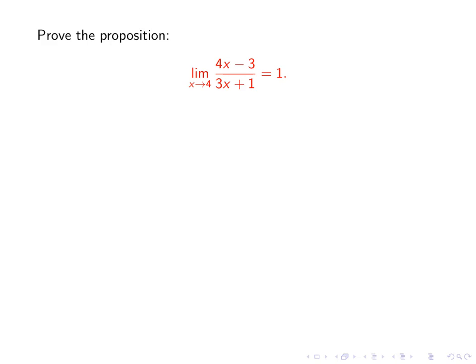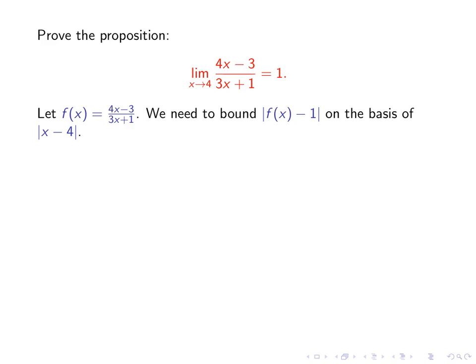This is commentary from problem number 1 of class activity 8. You were supposed to prove the proposition that the limit as x approaches 4 of (4x − 3)/(3x − 1) equals 1. So let f(x) equal the fraction, and we need to bound the absolute value of the fraction minus 1 on the basis of the value of |x − 4|.